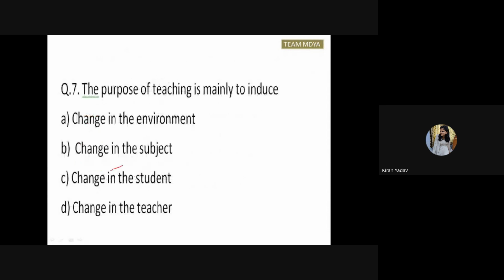Next, the purpose of teaching is mainly to induce change in the environment? Change in the student. Yes, change in the student.